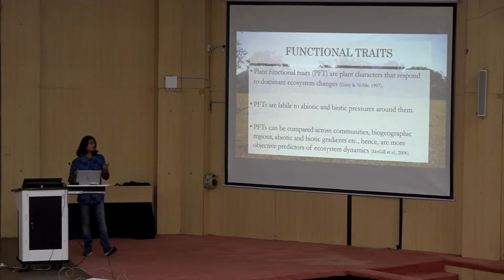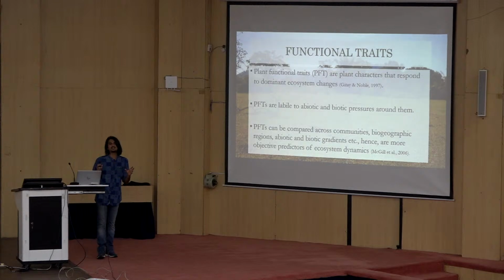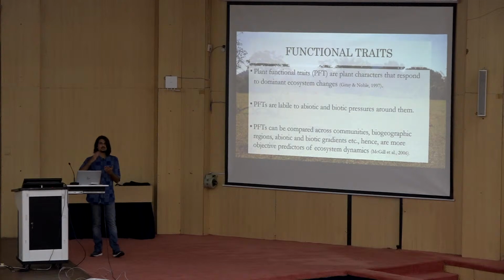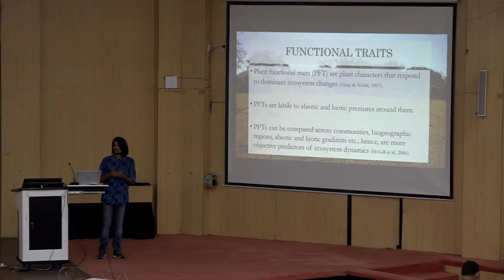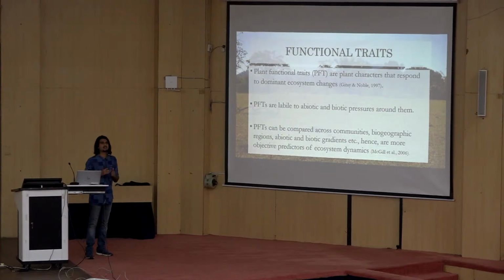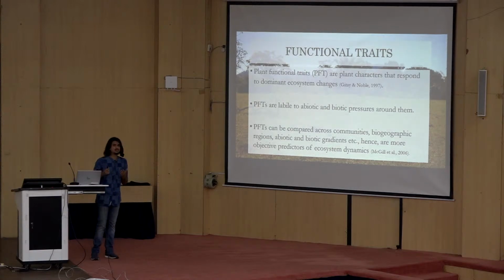I'm looking at soft traits in my study. Soft traits here mean traits that can be measured easily in the field, for example plant height or life history. Plant functional traits are also used because they can easily be compared across communities, across biogeographic zones, and so forth, and hence they're a very objective predictor of ecosystem and community dynamics.